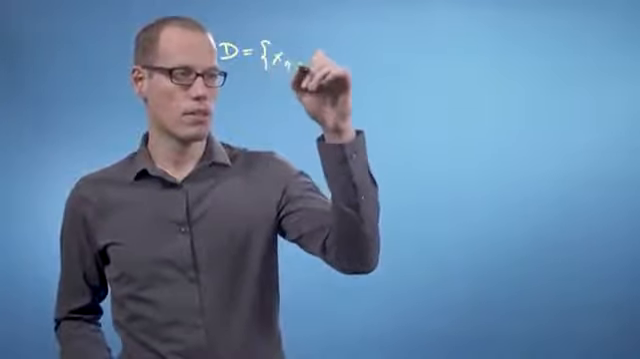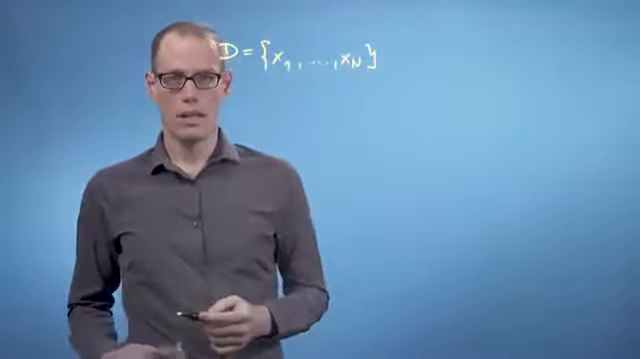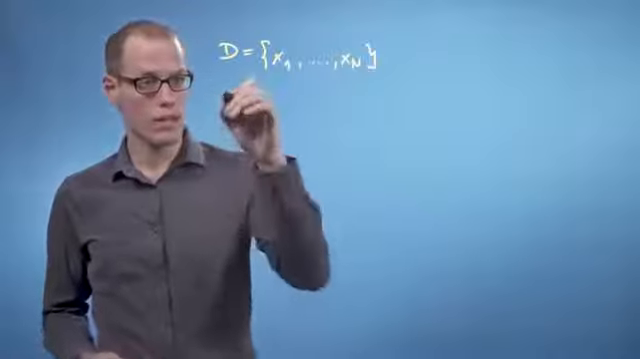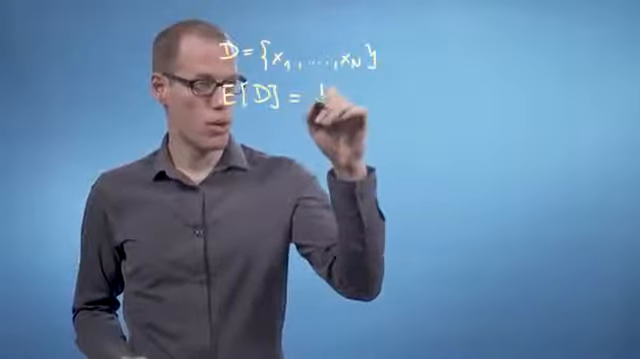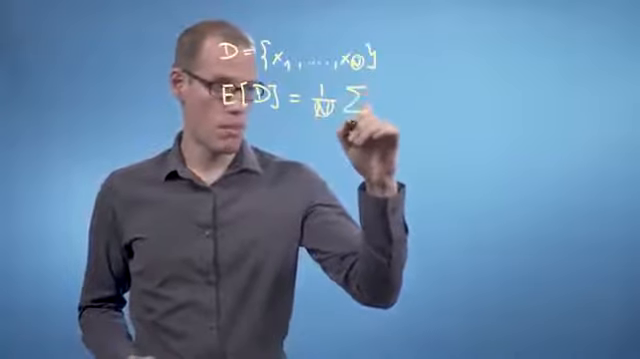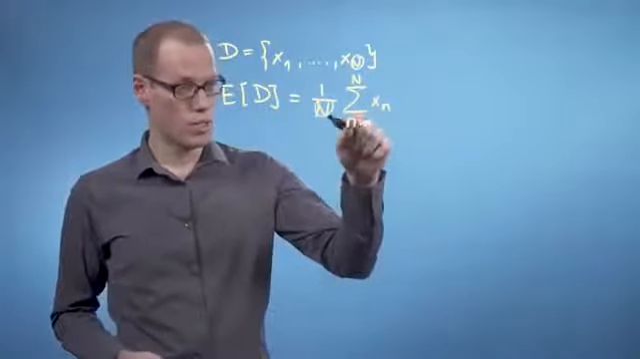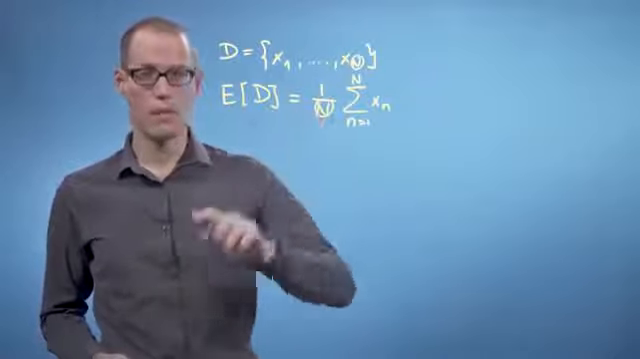Generally, if we have a dataset D consisting of data points x1 to xn, we get the mean value or the expected value of this dataset as follows. We write, well, the expected value of D is 1 over the number of data points, so this is N, times the sum n equals 1 to capital N of xn. So we sum up all data points in our dataset and divide by the number of data points that we have.